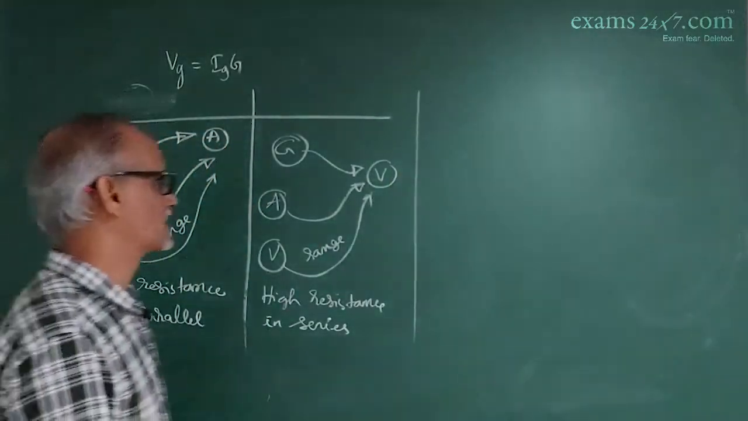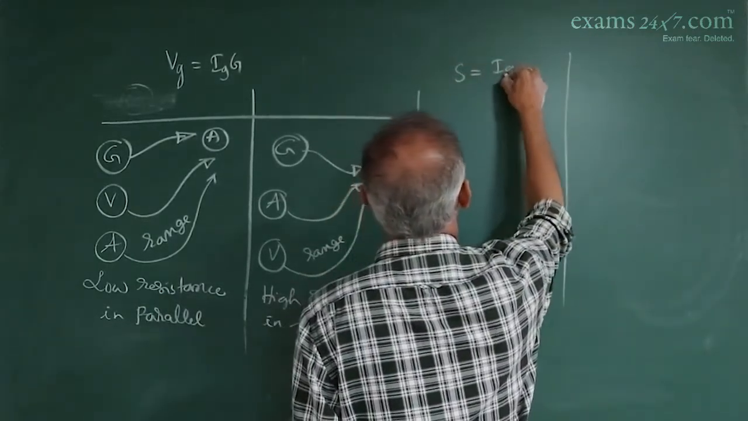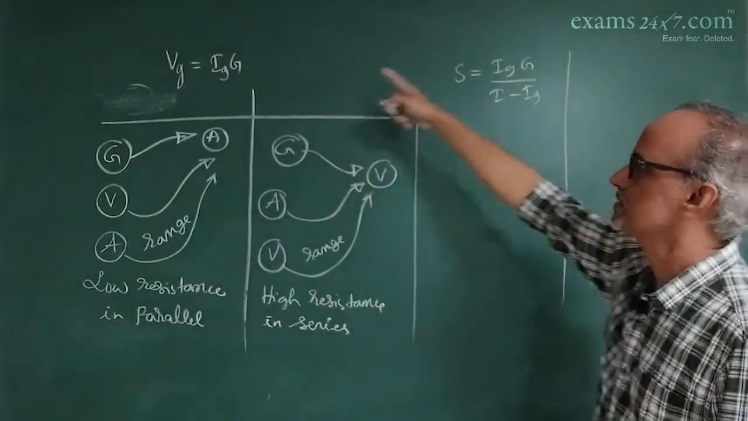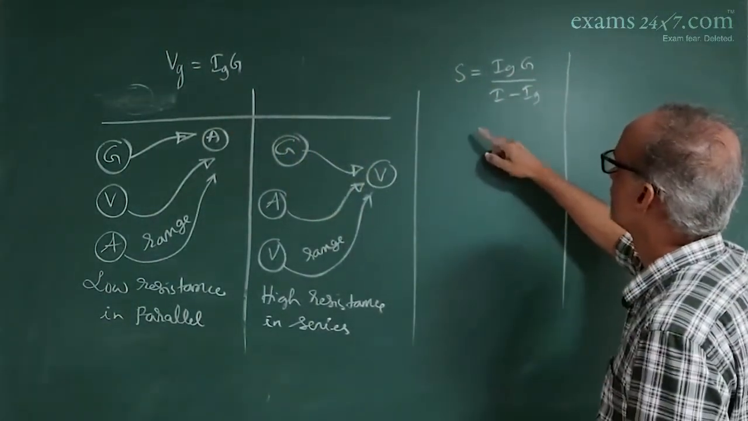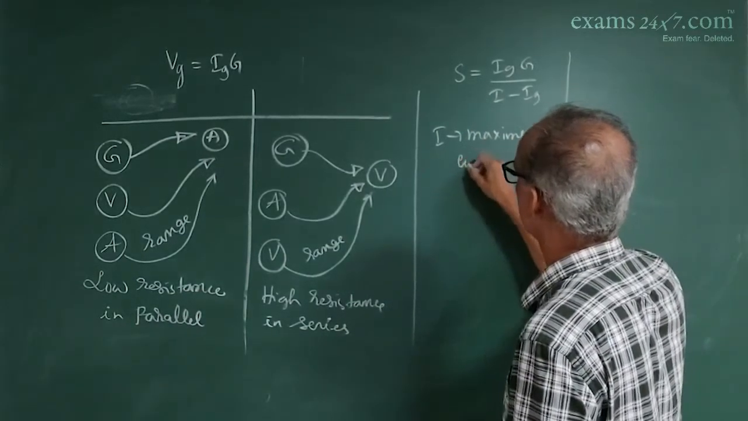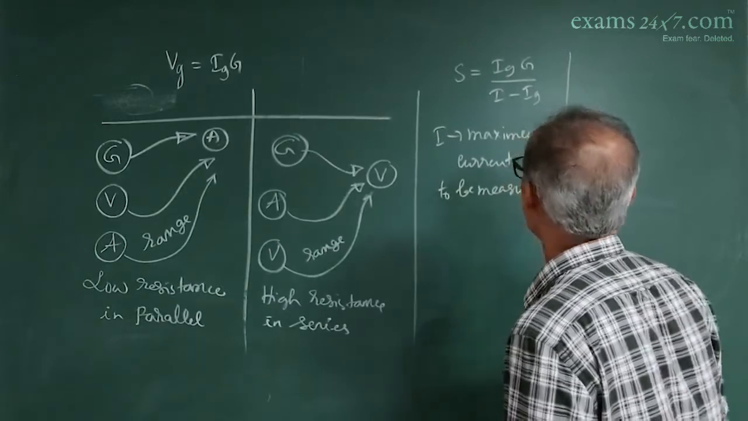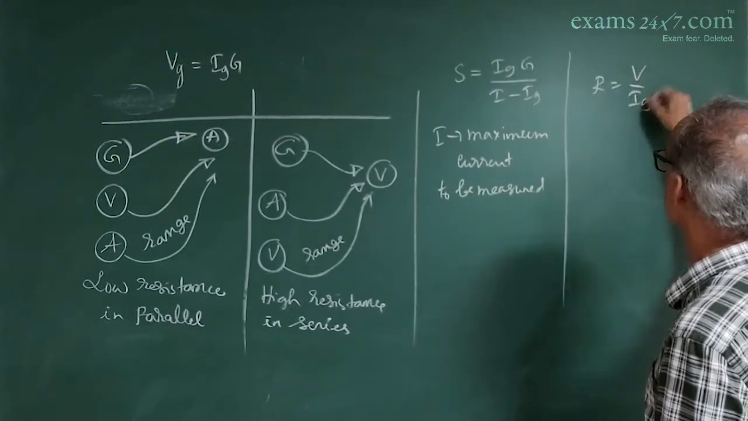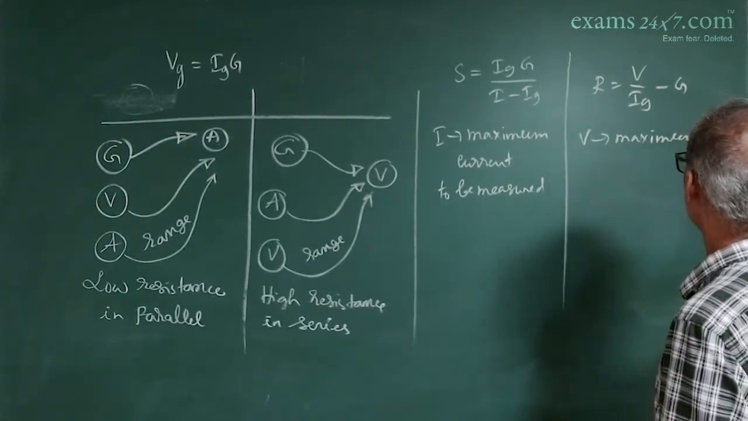So what is the value of that low resistance? The low resistance is given by S is equal to Ig G by I minus Ig. Ig is the variable, current required for full scale deflection, and G is the resistance of the galvanometer. And what is I? I is the maximum current to be measured. So what is the high resistance to be connected in series? It is R is equal to V by Ig minus G, where V is the maximum potential difference to be measured.